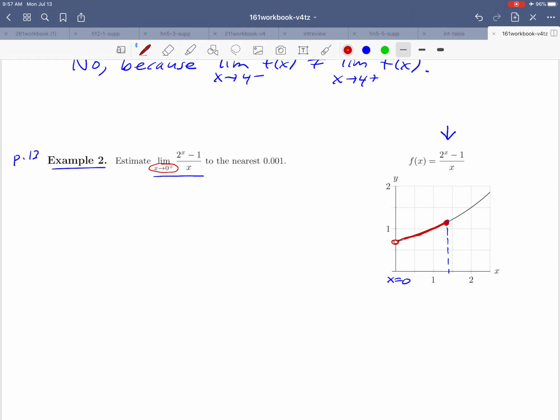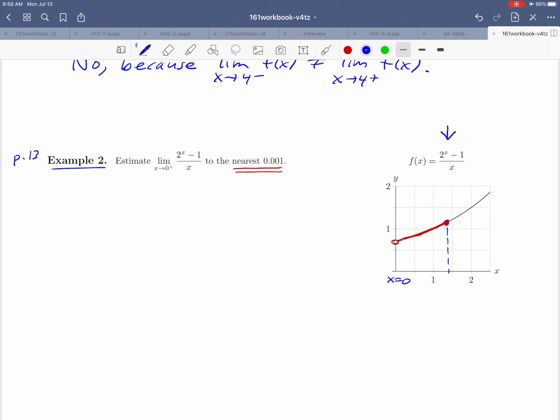Okay, so whatever that is, that would be a good estimate of our limit, but then notice they would like us to estimate to the nearest 0.001. That's pretty accurate. And graphically, I don't think we can achieve that level of accuracy. So what could we do to make our estimate more accurate here? All right, well, let's think about that.